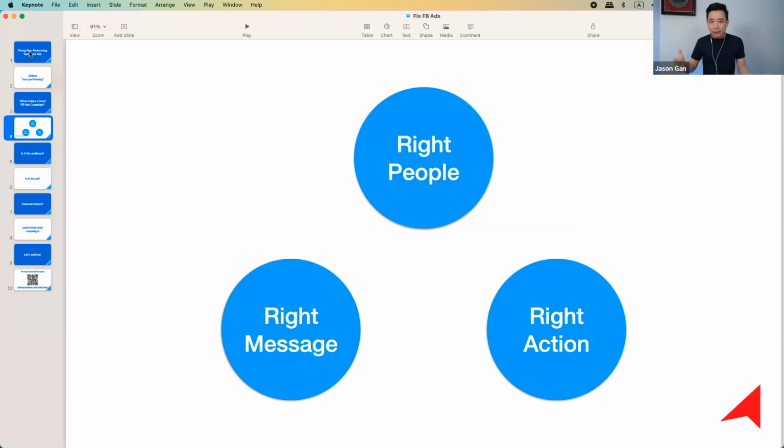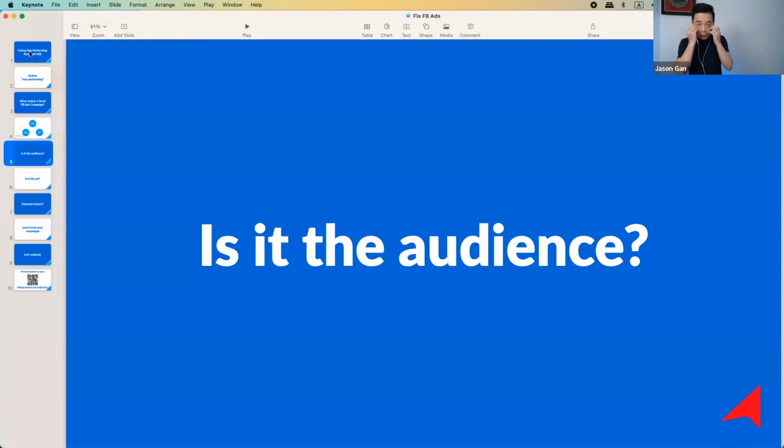So how do we define each and every one of them? So is it because of the audience? Now, this is where we will go back into the ads manager, to look at the metrics to identify what the key metrics are that we are looking at. That's why, here's the thing.